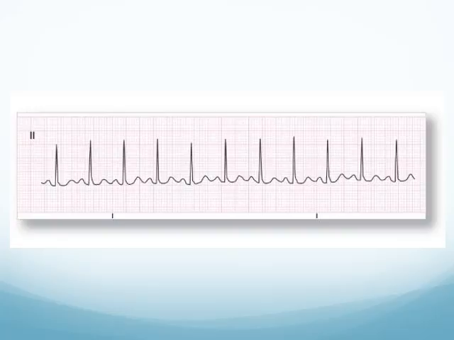We have a P wave in front of each QRS complex. Our P waves are similar in morphology. Our PR interval is constant. We have a QRS for every P wave. The QRS complexes are narrow. This is sinus tachycardia.